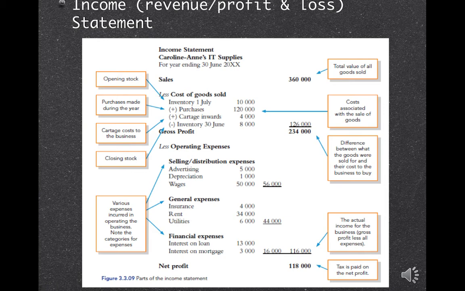So you see a combination of all those different expenses, including utilities, which is the water, electricity, gas, comes to $116,000. That is deducted from the gross profit to give you a final net profit. This is the amount that tax is paid on.